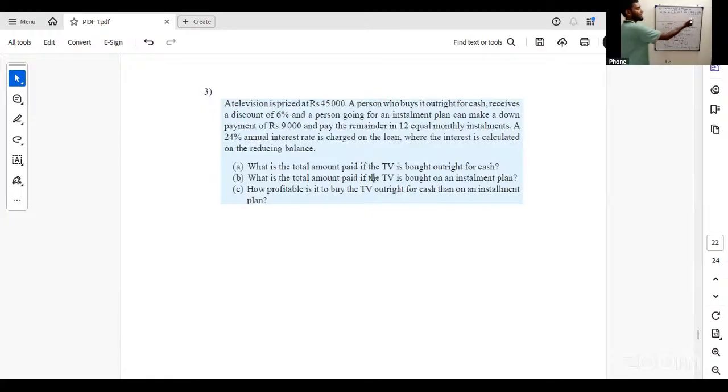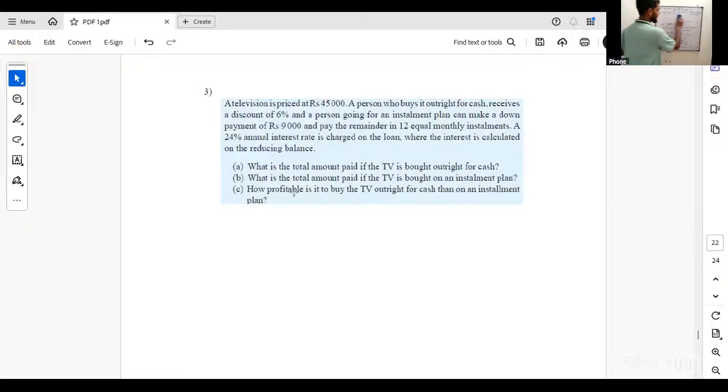So what's the answer? 40,680. Why? Because they ask B part. What is the total amount paid if the TV is bought on an installment plan? The total amount paid. So you have this balance plus this total interest amount. That's it. You don't need to divide and find the monthly installment because they haven't asked for that. Understood? Right. So I hope that you understood this one.